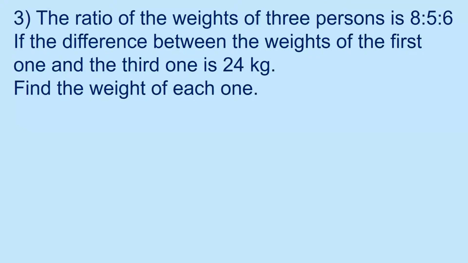3. The ratio of the weights of 3 persons is 8 to 5 to 6. If the difference between the weights of the first one and the third one is 24 kilograms, find the weight of each one. So let's write the information that we have from this problem.